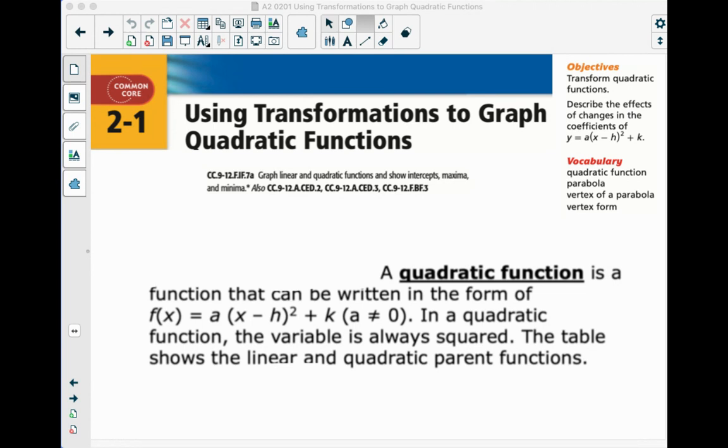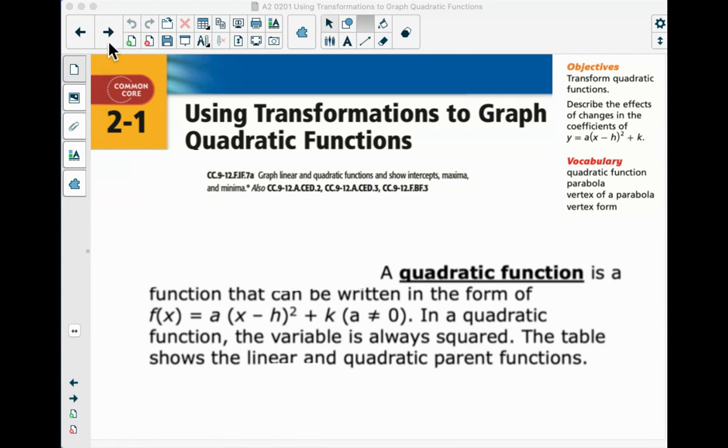So, quadratic function, we know this, right? Function is like an equation. Quadratic means the exponent is a 2, right there, right? So it can be written in the form f of x equals a, which remember is our stretch or compression, parentheses x minus h, that's our right and left translation, squared plus k, and k is the up or down translation, where a cannot be 0. In a quadratic function, the variable is always squared.